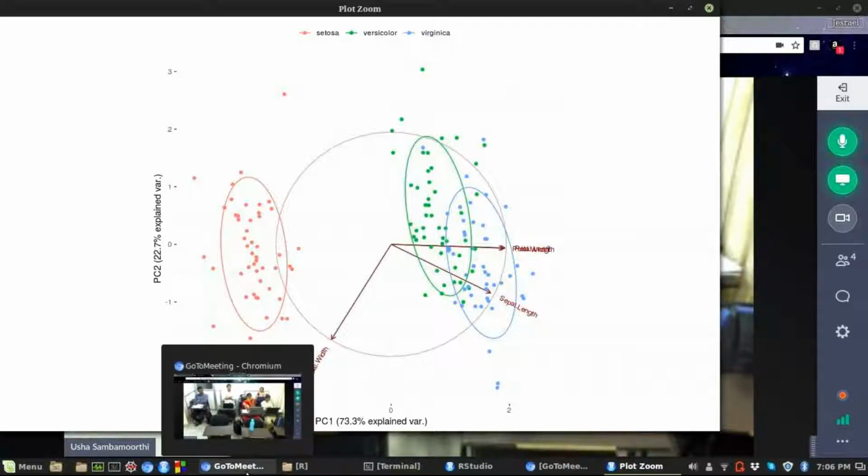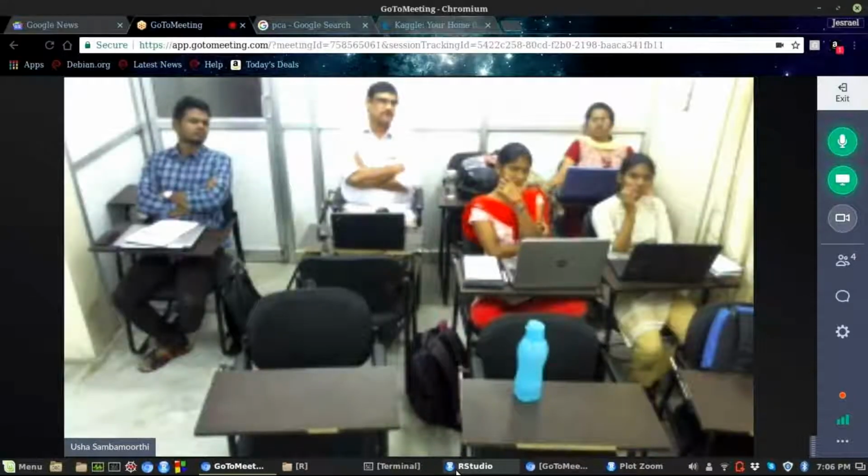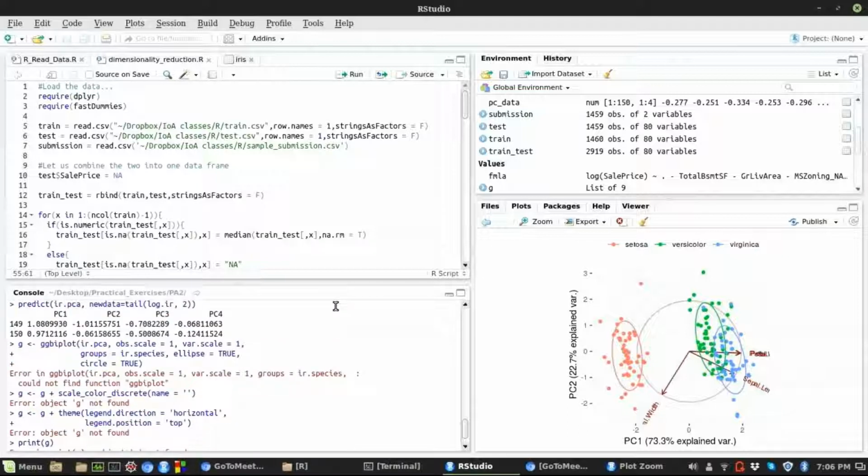PC1 and PC2 have the main weightage. So we'll look at variables closer to the circle. Otherwise, they will be placed inside the circle, over PC1, PC2.